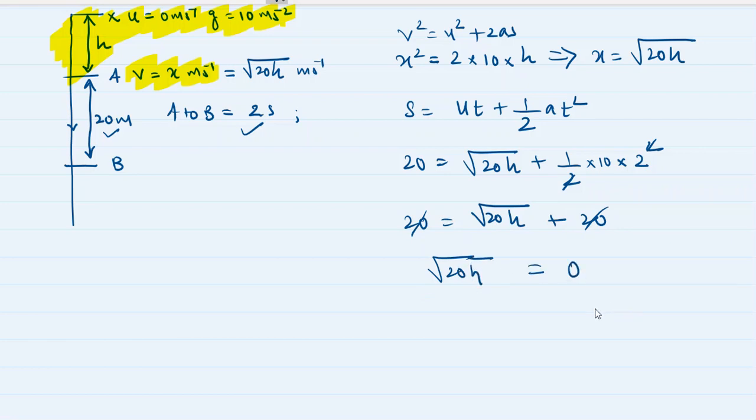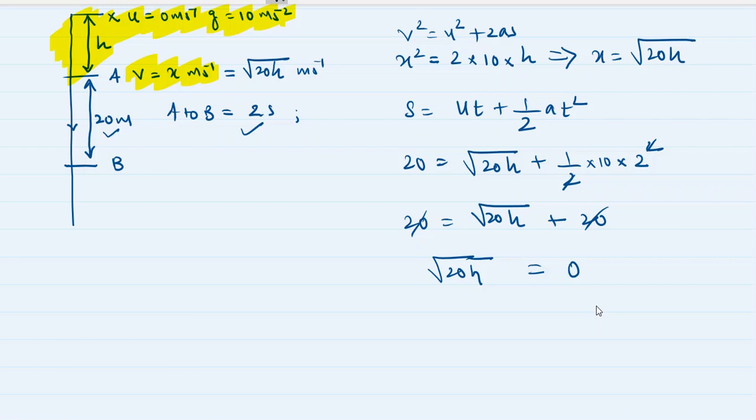Are you kidding me? Again, I'm getting weird answers. So 20h is 0 and h is 20. h is 0, I'm sorry, h is 0. Why am I getting an answer like this? I used s is equal to ut plus half at square. s is 20. Initial velocity is x, which is root of 20h. Am I correct? x is equal to root of 20h.